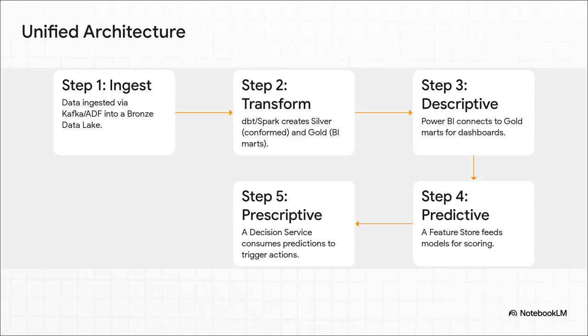So here's a kind of bird's eye view of how this all plugs together. You can see how the data flows in on the left, right? It gets ingested, then we transform it for our descriptive dashboards. From there, it feeds into our feature store for the predictive models. And finally, those predictions get sent to a decision service to trigger our automated prescriptive actions. It's this beautiful, continuous flow where each layer builds right on top of the last one.